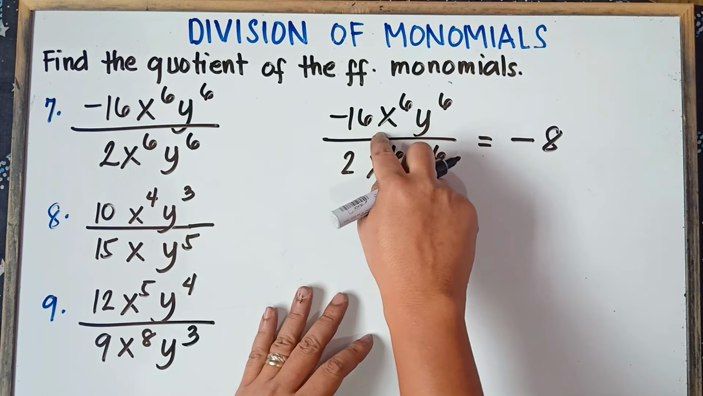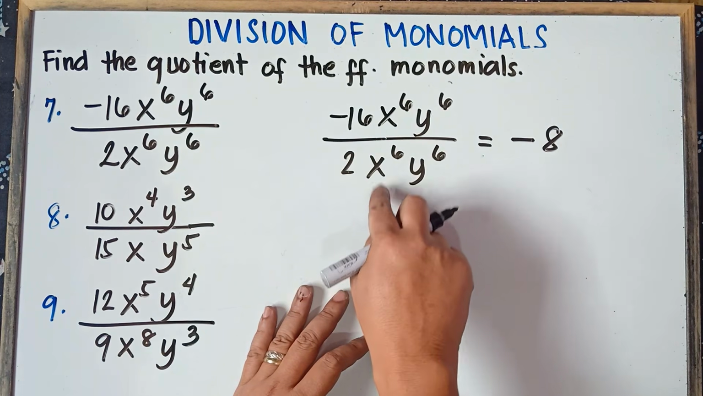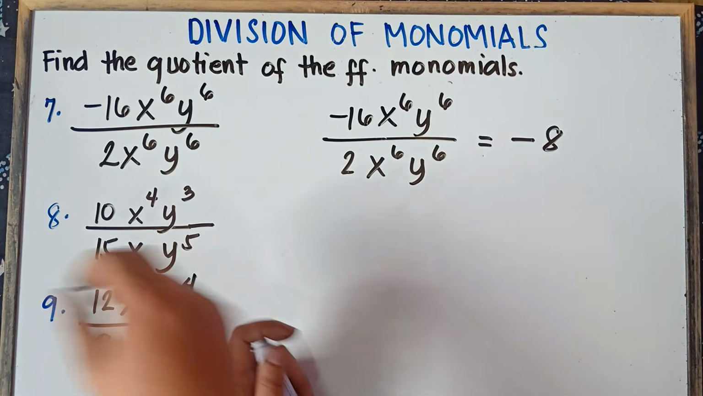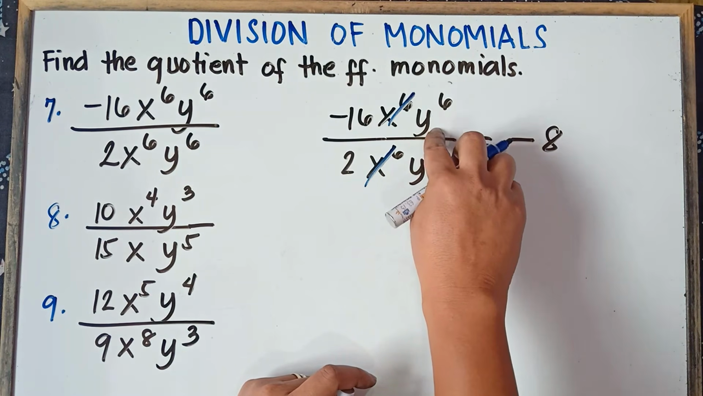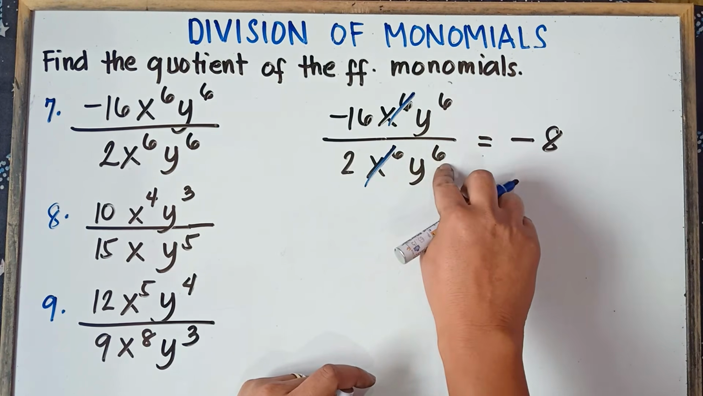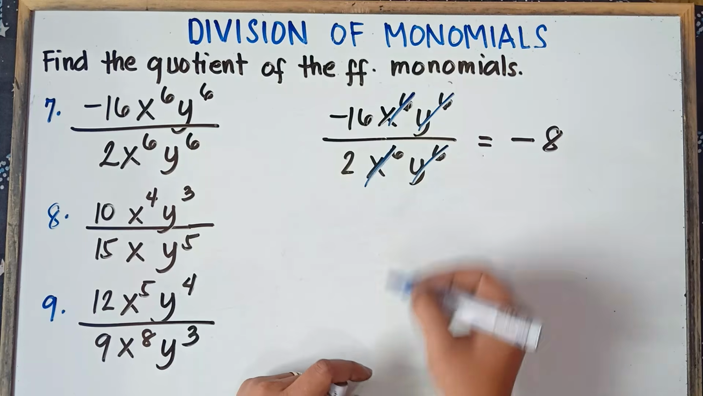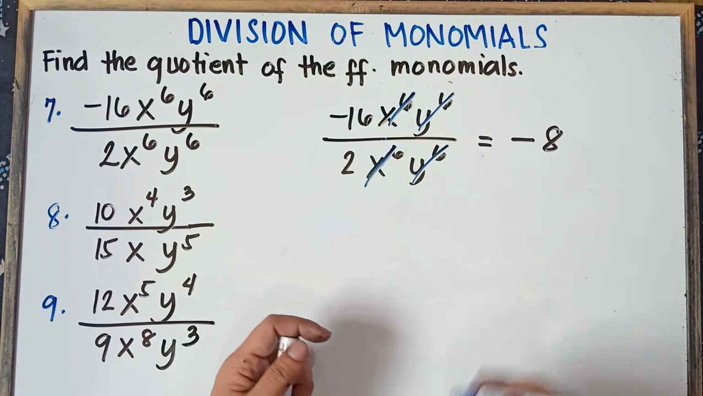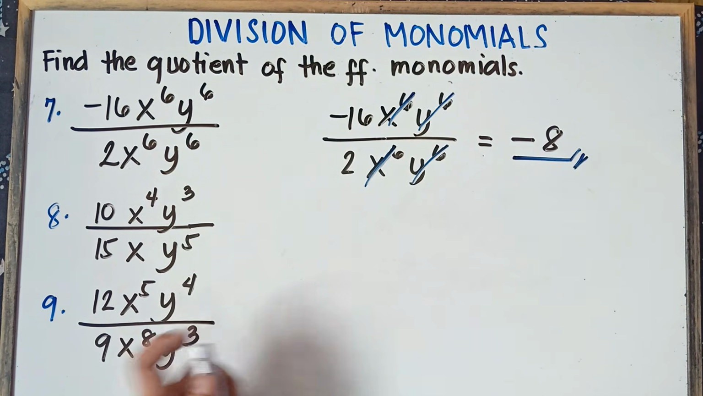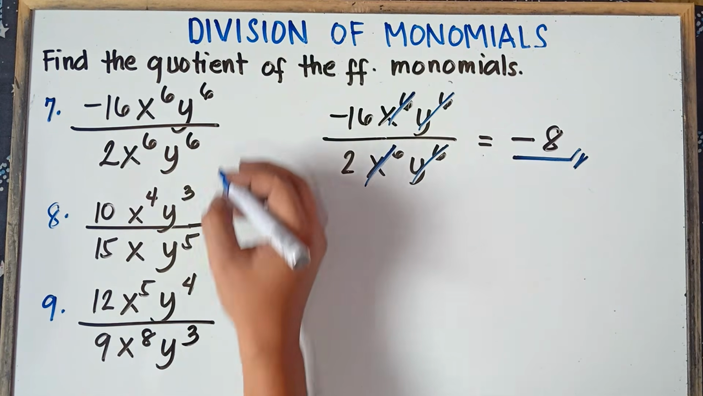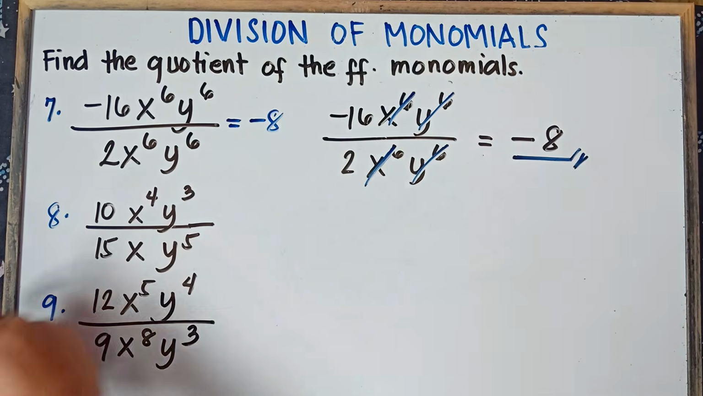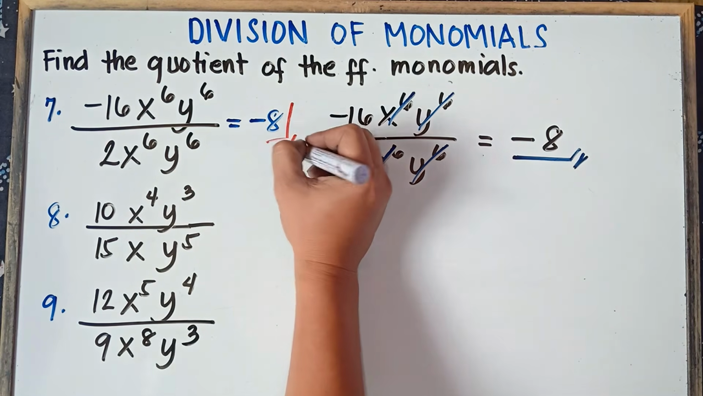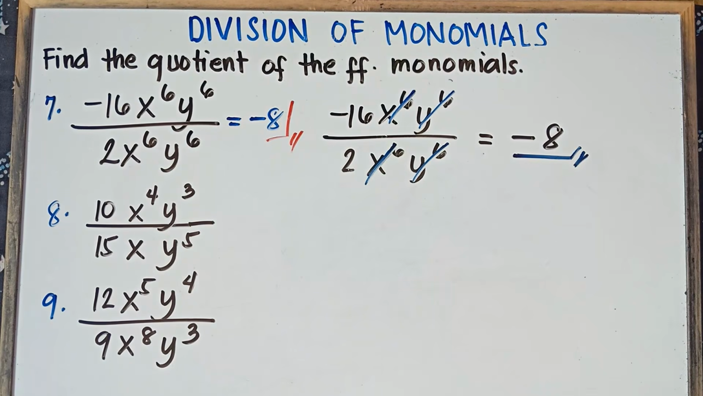Now we have x raised to the power of 6, same with the denominator, x raised to the power of 6. So therefore, we can just simply cancel this out. Same with y raised to the power of 6 and then y raised to the power of 6. So therefore, we can just simply cancel this out. So therefore, class, the answer with regards to example number 7, that would be negative 8. That's it, class. That's the answer with regards to example number 7.